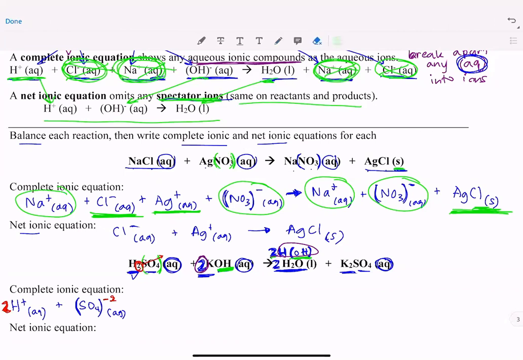First, I have that this is OH. I'm going to put this in parentheses. Come on, pen, come back.